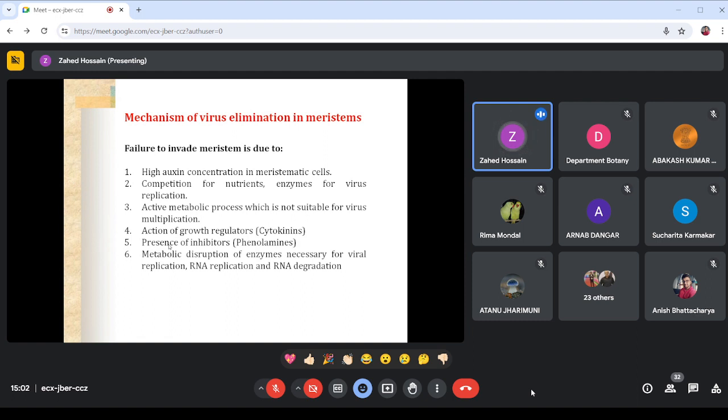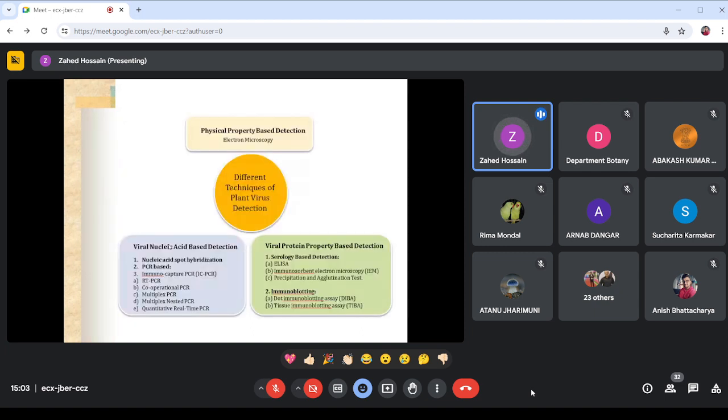That's why this is not suitable for virus multiplication. So these are some of the examples, some of the reasons why plant viruses basically fail to invade the apical tip meristem. So that's why the apical tip meristem is usually used as an explant for raising virus-free plants. But how will we detect virus?